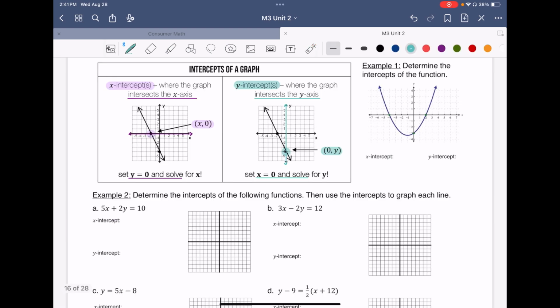So I'm going to start by looking at the graph on example 1. It says to label the x-intercepts and the y-intercepts of the function. Now this is not a linear function, this is a different kind of function which we will talk about later this year. But at this point we can still label the intercepts. So my first x-intercept is on the left, and yes, I have two intercepts in this case.